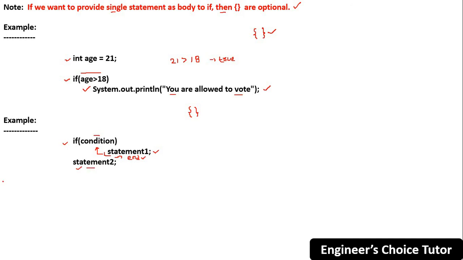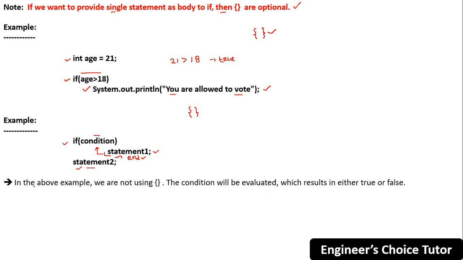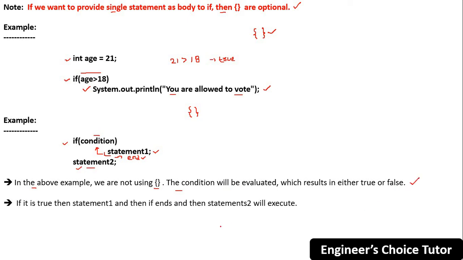Based on this, I can conclude that in the above example we are not using curly braces. The condition will be evaluated, which results in either true or false. If it is true, then statement 1 executes, then the if block ends and statement 2 will execute. And if it is false, then only statement 2 will execute. Clear with the explanation?